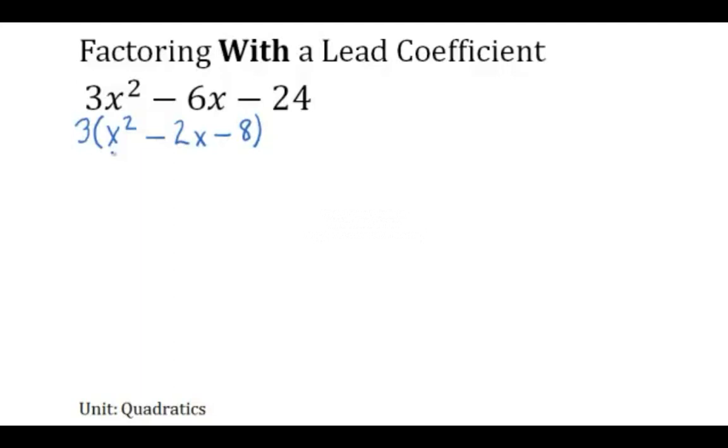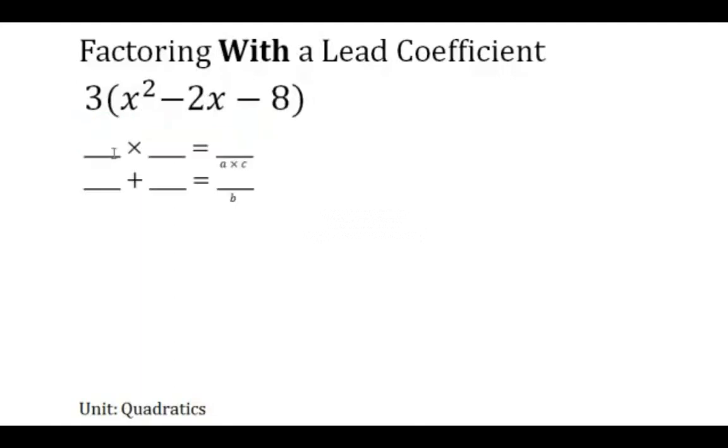So I'm going to go to a new slide here, just showing the result of that factoring. Again, 3 times the quantity x squared minus 2x minus 8. And I'm going to work on factoring this trinomial inside the parentheses. So to do that, I have got my question set up. What times what equals a times c, and what plus what else adds to give me b.